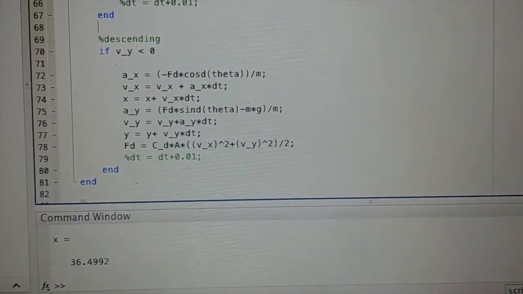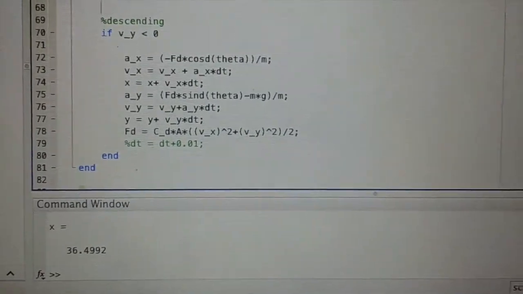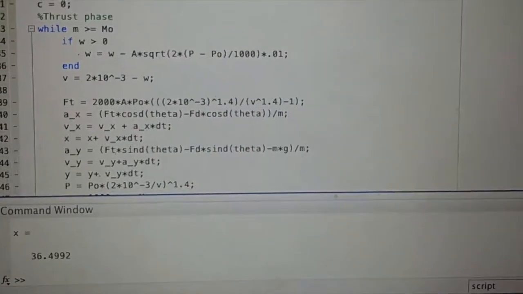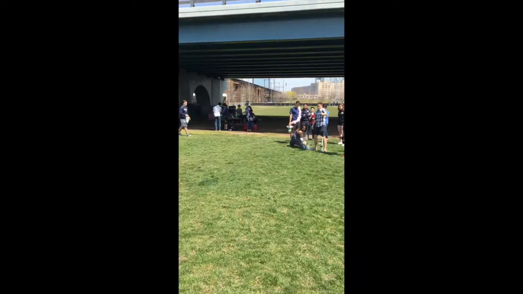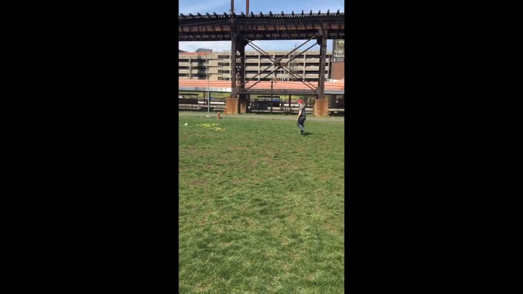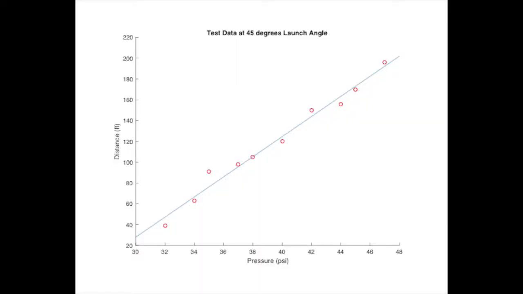For the conditions given to us on testing day, we found for the... So in addition to our simulation, we did a lot of testing at a fixed angle of 45 degrees at varying pressures to compare to our simulation.